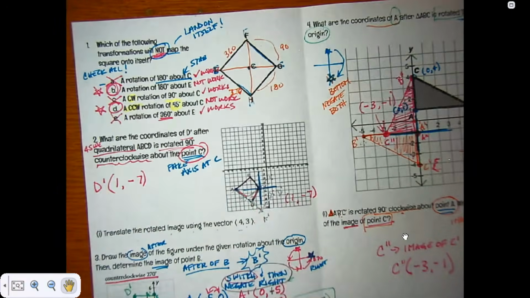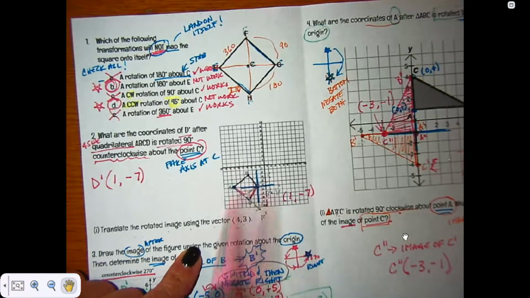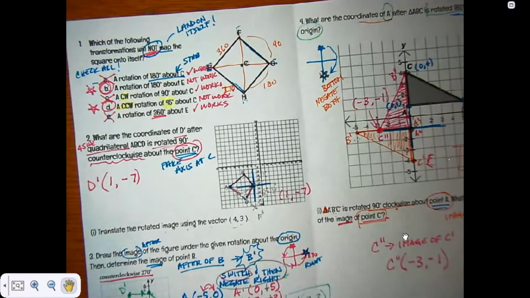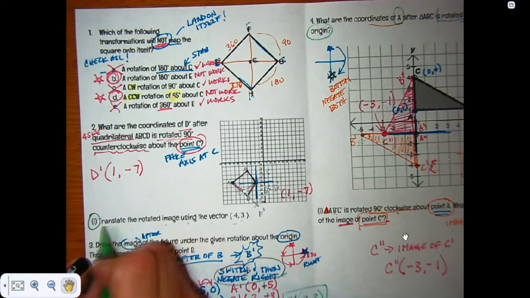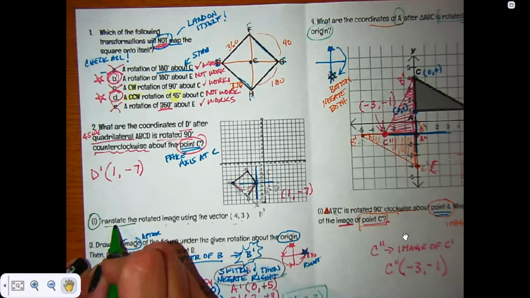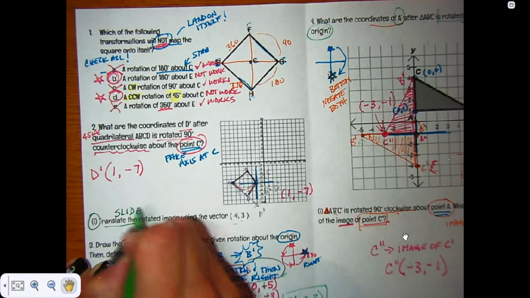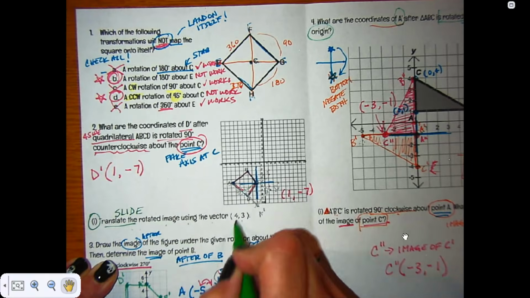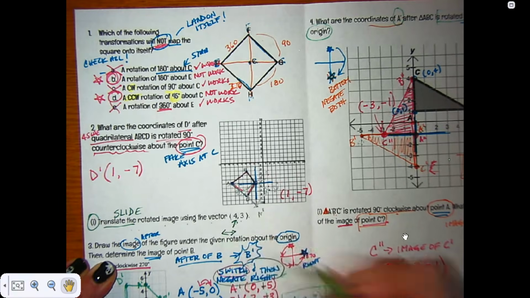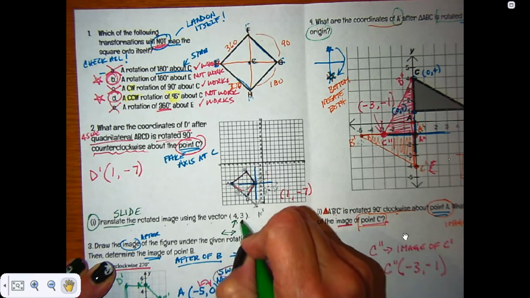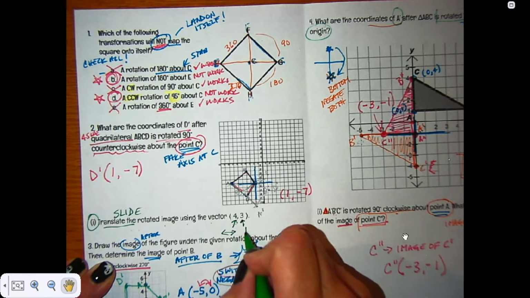Now remember, you can also make a fake axis and number all your points, which I'm going to show some of you more of on a bigger graph, because this graph is so tiny that I can't really show it on this well. But let's go ahead and do this next part. Translate. So this is not a rotation. This is a translation. So this is going to be a slide. We want to slide the image using this vector. Now remember, the first number of the vector is going to tell us which way to go, left and right. The second number is going to tell us up and down.